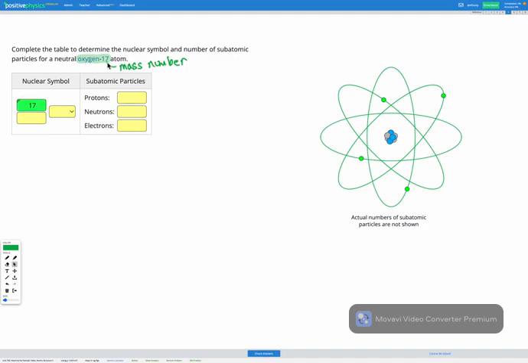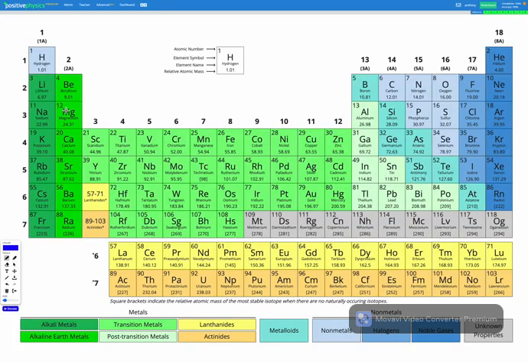Okay. What other information are we given? We're told that it's oxygen. So we can fill in our nuclear symbol. The symbol for oxygen is O. And then to figure out the atomic number, we're going to have to look at our periodic table and find oxygen. So let's have a look for oxygen. Here it is.